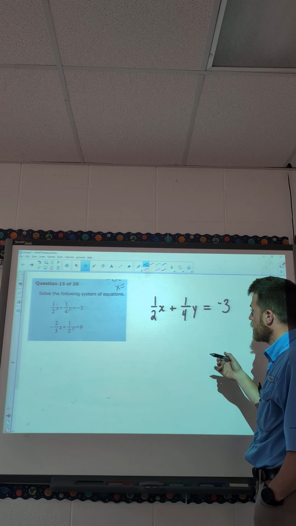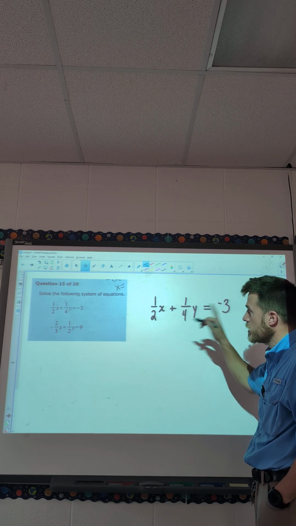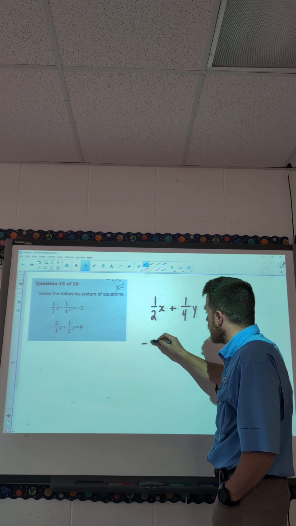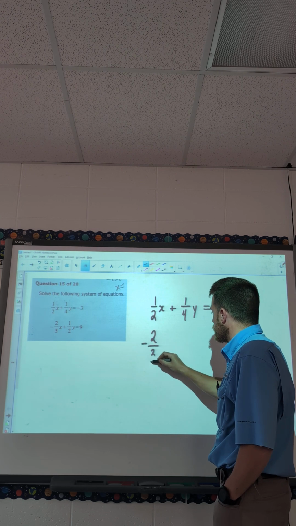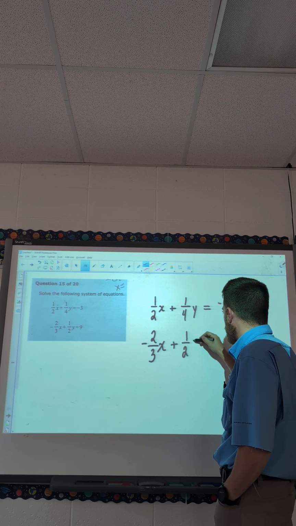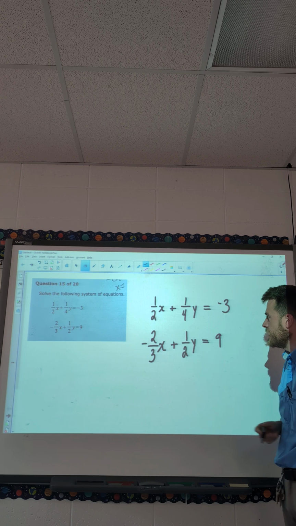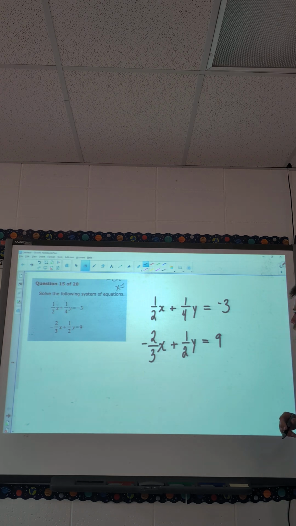The common denominator here would be 4. We could double the number of pieces in halves to make fourths. We also have -2/3 x in this system of equations plus 1/2 y equals 9. Not as easy of a common denominator to make, because you can't just double one of them to make the other. If we multiply them with each other though, we can make sixths.